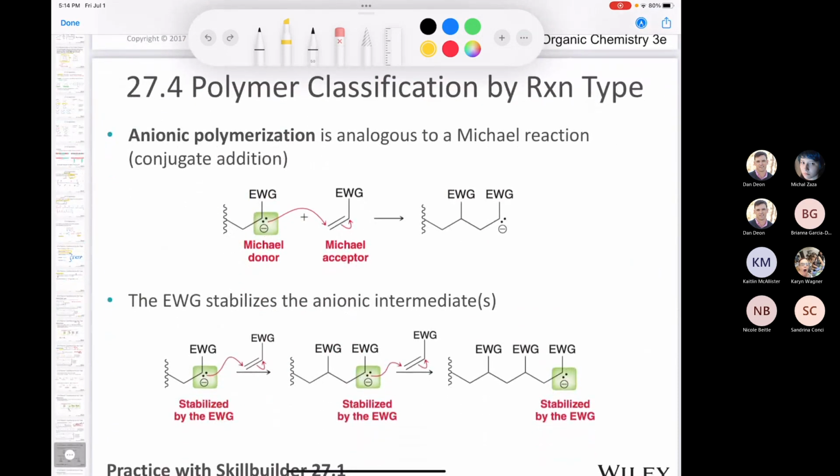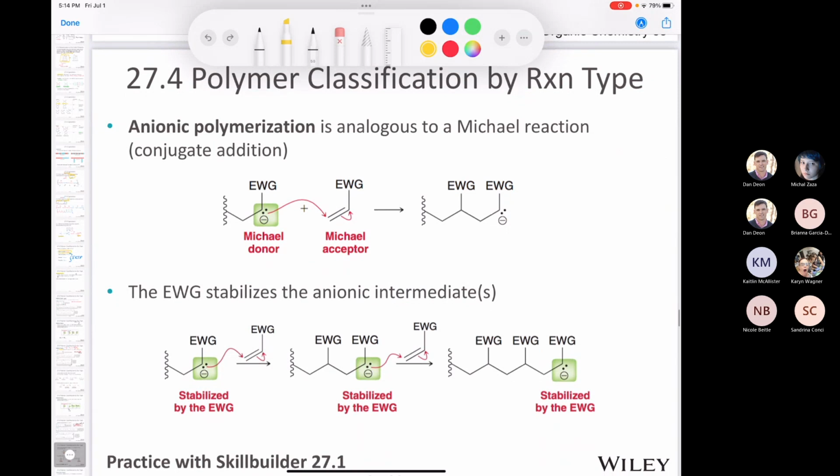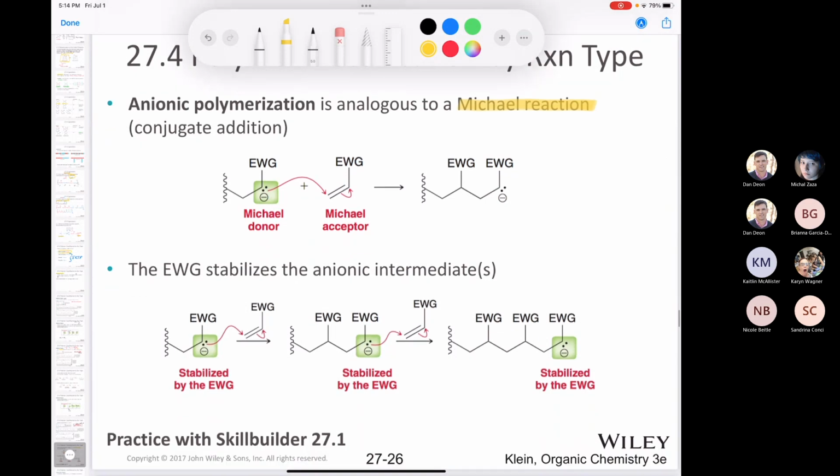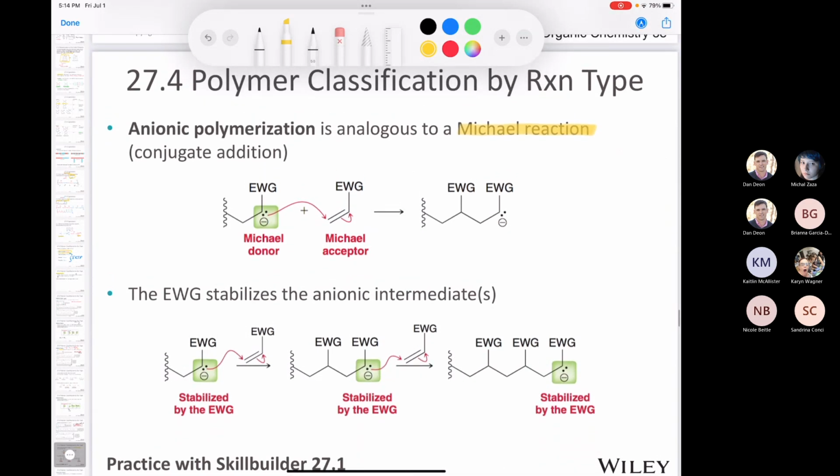The anionic polymerization, I was going to bring it up on the last slide, but I knew I had it on here. You probably noticed that it's a Michael addition, right? If you're adding this carbanion on this carbon of the double bond, that's a Michael donor and a Michael acceptor. So anionic polymerization is nothing more than an analog of a Michael reaction. It's really all it is.